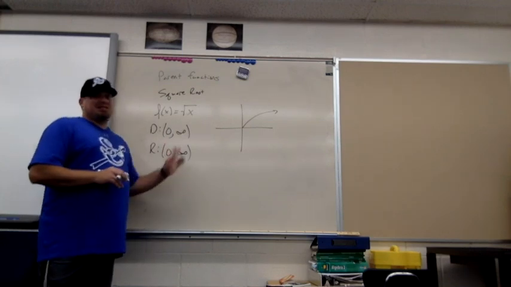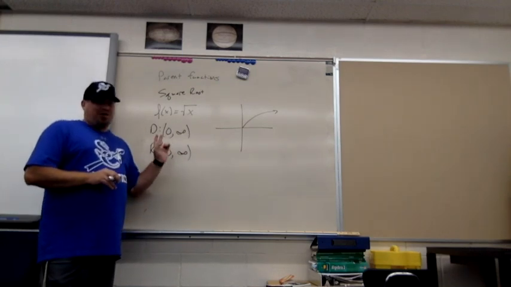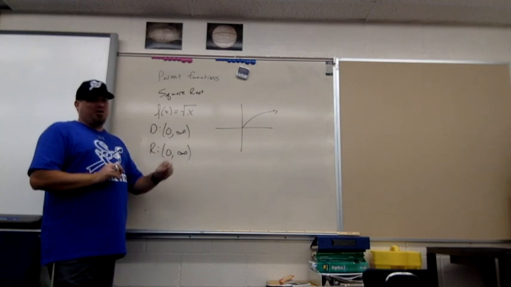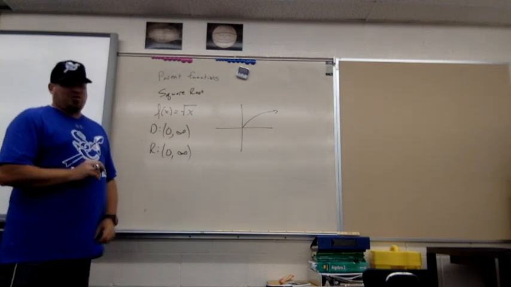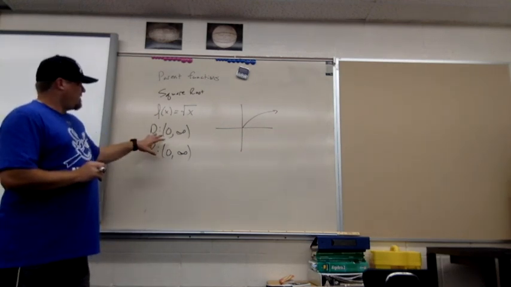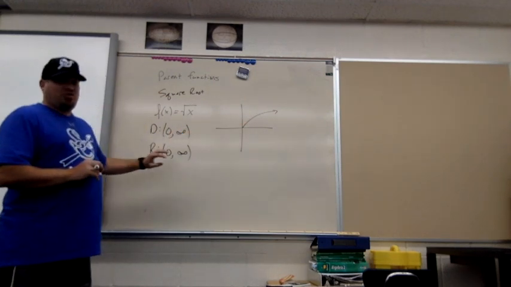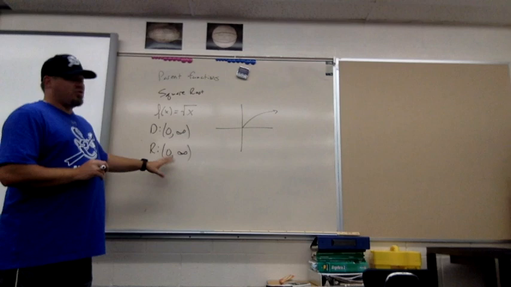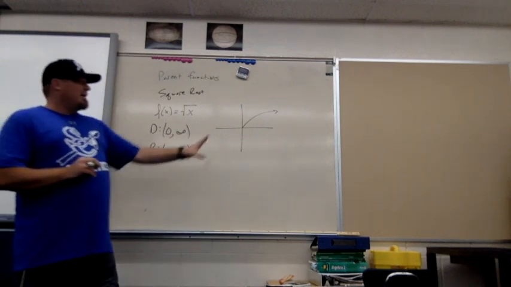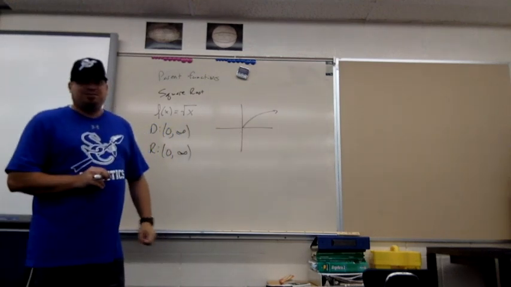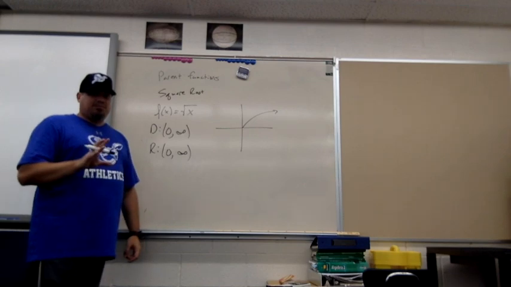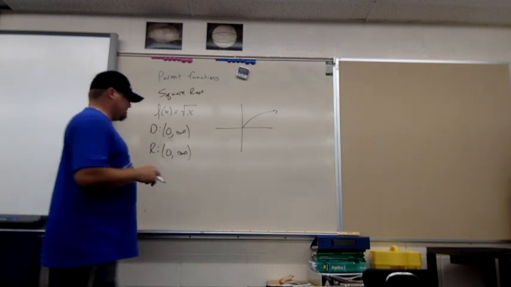However, this is the domain and range that I want you to write down on your sheets for the parent function of the square root. Okay? So, the domain of the square root function is 0 to infinity, and the range of the square root function is also 0 to infinity. Keeps everything in the first quadrant. All right? Everything good? All right.